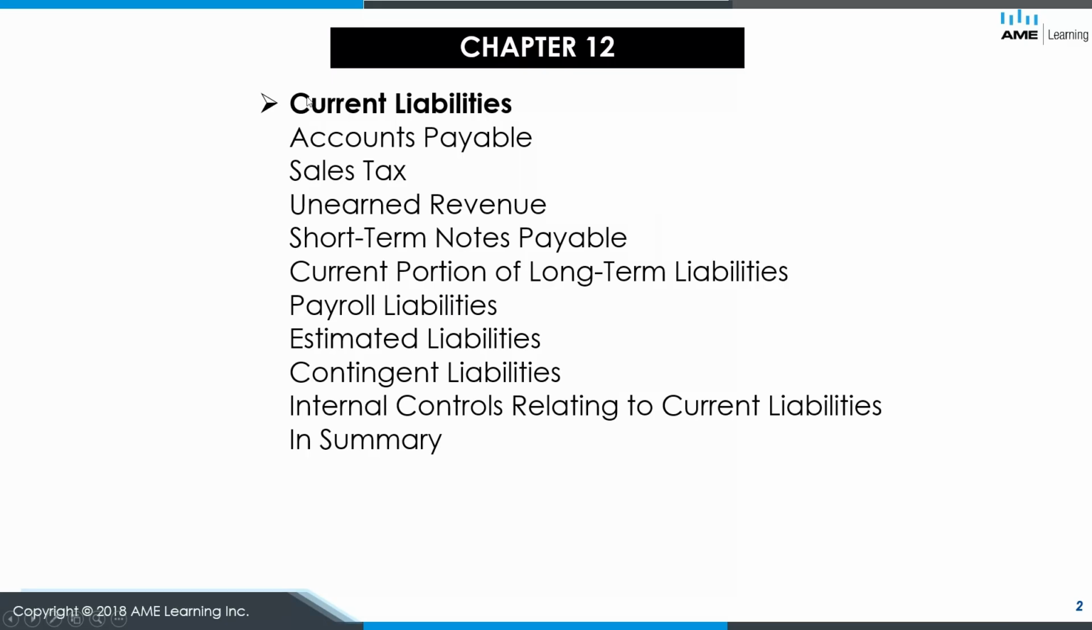So we're going to start out with a discussion of current liabilities. We're going to look at accounts payable, sales tax, unearned revenue, short-term notes payable, current portion of long-term liabilities, and then we'll get down into the payroll section here for payroll liabilities, which is where I want to focus our attention quite a bit in this chapter. We'll also talk about estimated liabilities and contingent liabilities. So a whole assortment of different types of current liabilities.